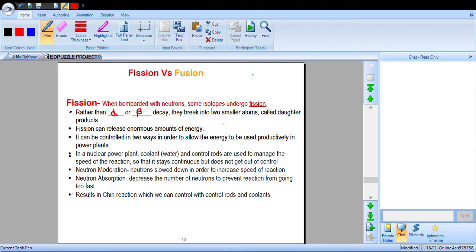The first one being a coolant, like water, and control rods. They are used to manage the speed of the reaction so that it stays continuous but does not get out of control. Neutron moderation: neutrons slow down in order to increase the speed of reaction. Neutron absorption: decrease the number of neutrons to prevent the reaction from going too fast. These are 2 ways you can control it. Fission results in a chain reaction, which we can control with the control rods and coolants.